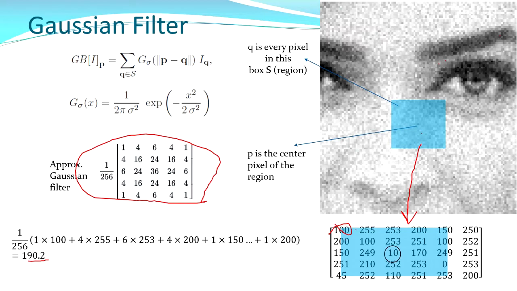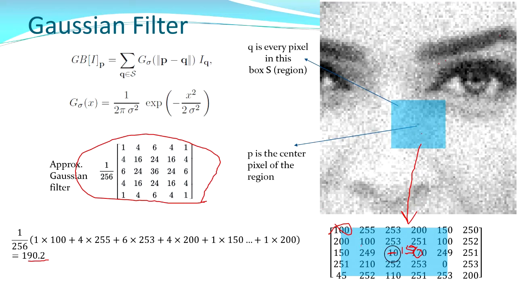So please understand what we are doing. We are basically multiplying element by element wise, each value, and adding the result. By this we get a 190.2 answer. So here you can see that instead of 10, this 10 will get replaced by 190.2. Here you will no longer have 10. Now you will have 190 over here. So this is what this particular filter is doing.